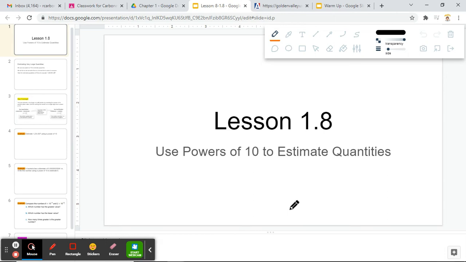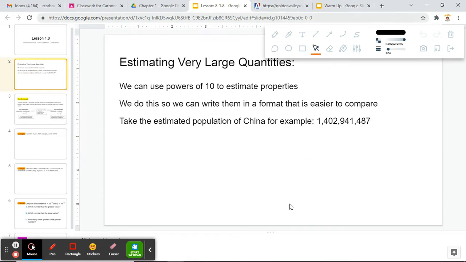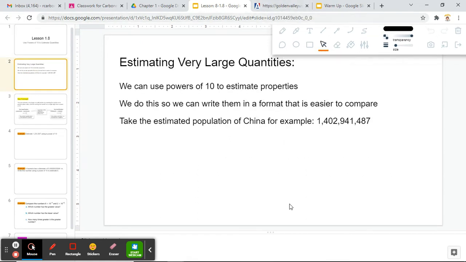Good morning, class. Today we're going over lesson 1.8, how to use powers of 10 to estimate quantities. So let's start with estimating very large quantities here. We can use powers of 10 to estimate large quantities if we write them in a format that is easier to compare. So let's compare, for example, the estimated population of China.